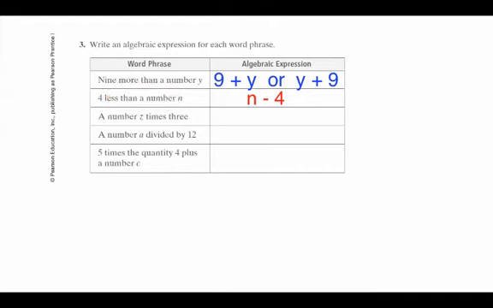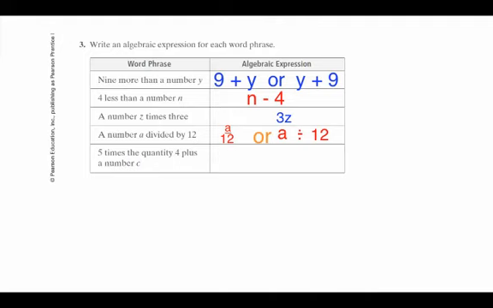For the third one, a number z times 3. We're going to multiply. But remember, when we multiply a number and a variable, we always write the number first, followed by the variable, and no symbol in between. So we should have written 3z. For the fourth one, a number a divided by 12, that would be a over 12 or a divided by 12 using the division sign. You really need to start getting in the habit of writing those as fractions, because as we progress this year, division will be written in fraction form.